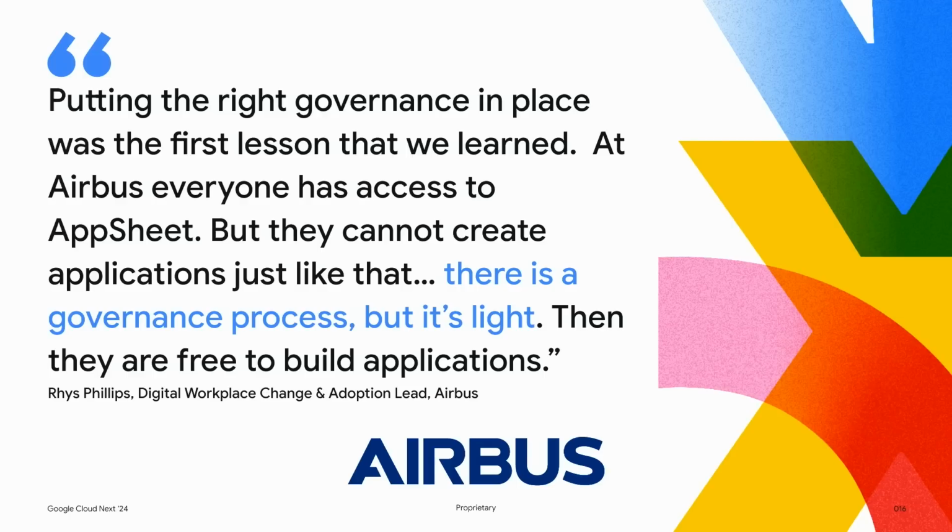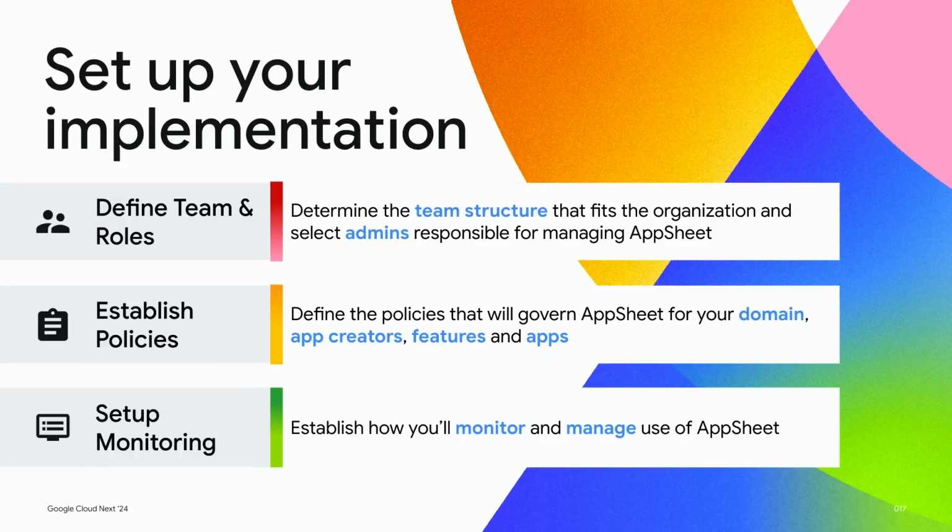Airbus says that putting the right governance in place was the first lesson that they learned. At Airbus, everybody has access to AppSheet, but they can't simply deploy apps like that. There's a review process and lightweight governance in place. But in general, at Airbus, the people inside the organization are empowered to build applications, and the governance is fairly lightweight. Here are three parts that you can do to get initial traction on setting up governance in your organizations.